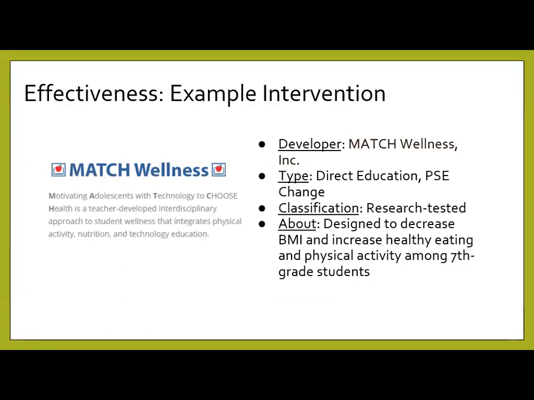So for the effectiveness dimension, the example intervention we'll use is MATCH. This is a PSE change and direct education intervention that was developed by Match Wellness Incorporated. It's classified as a research-tested intervention in the toolkit. And MATCH is designed to decrease BMI and increase healthy eating and physical activity among 7th graders through a teacher-developed approach that integrates physical activity, nutrition, and technology education.